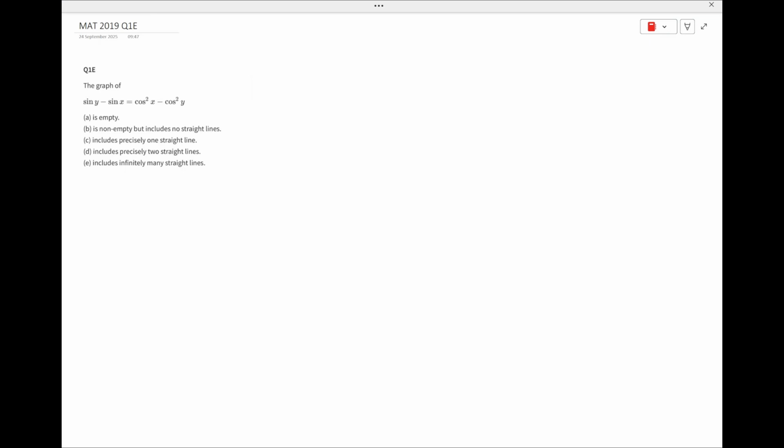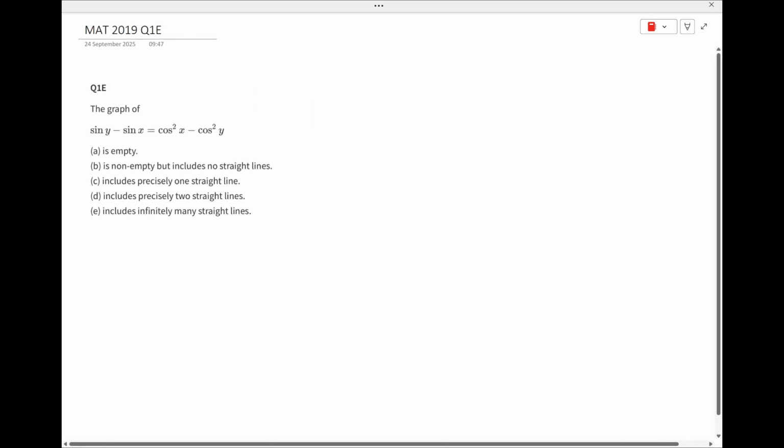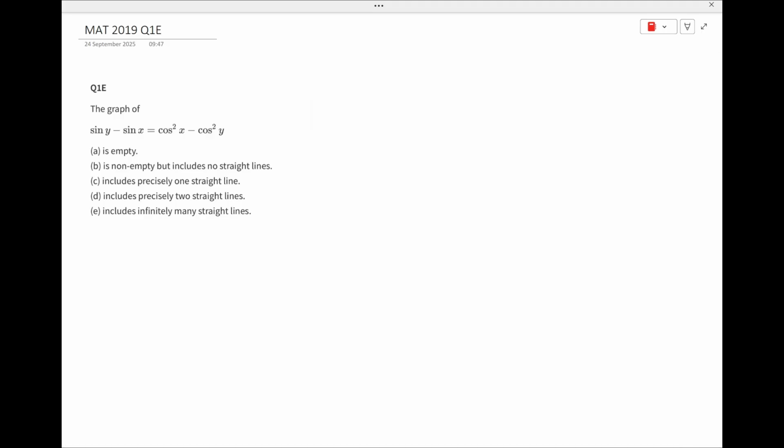So this is the MAT 2019 question 1 part E. Now, as soon as we see this kind of idea of straight lines as a solution to functions with trig, where you've got a trig function of the y and the x, it often ends up to do with the periodicity of sine and cos. So we're looking to see if we can make it so that we've got a function of x equals the same function of y. Or there might be other things we can do as well.